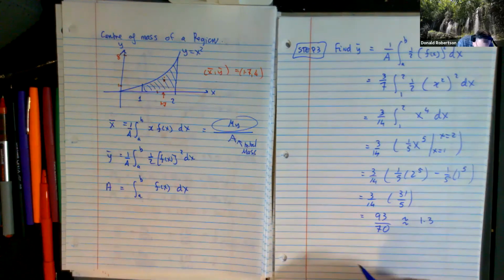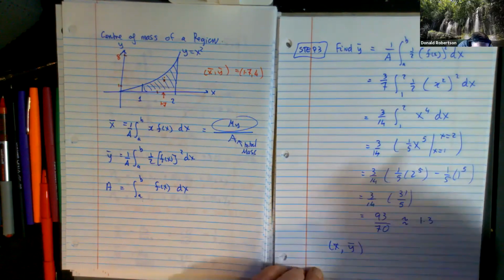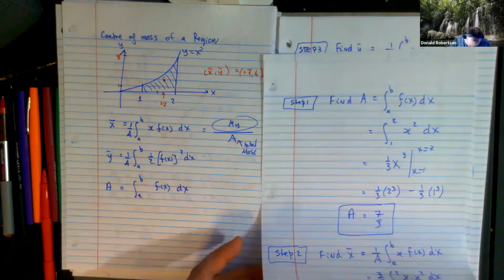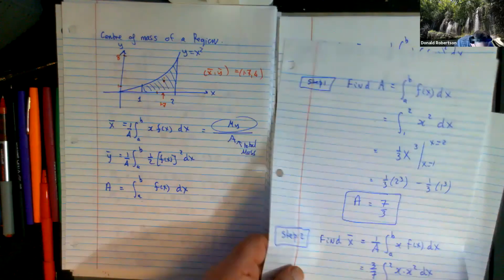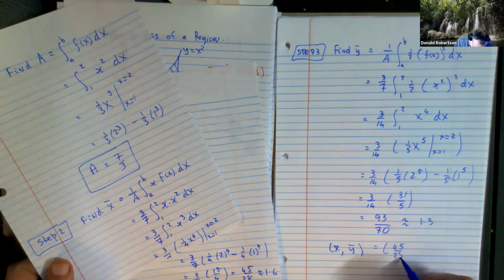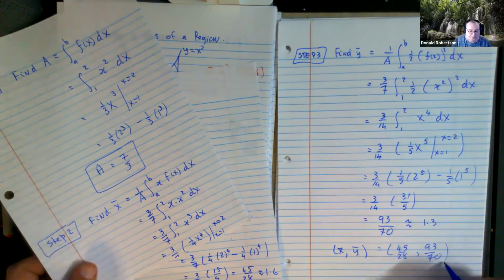So the center of mass of this particular guy was 45/28ths, 93/70ths.